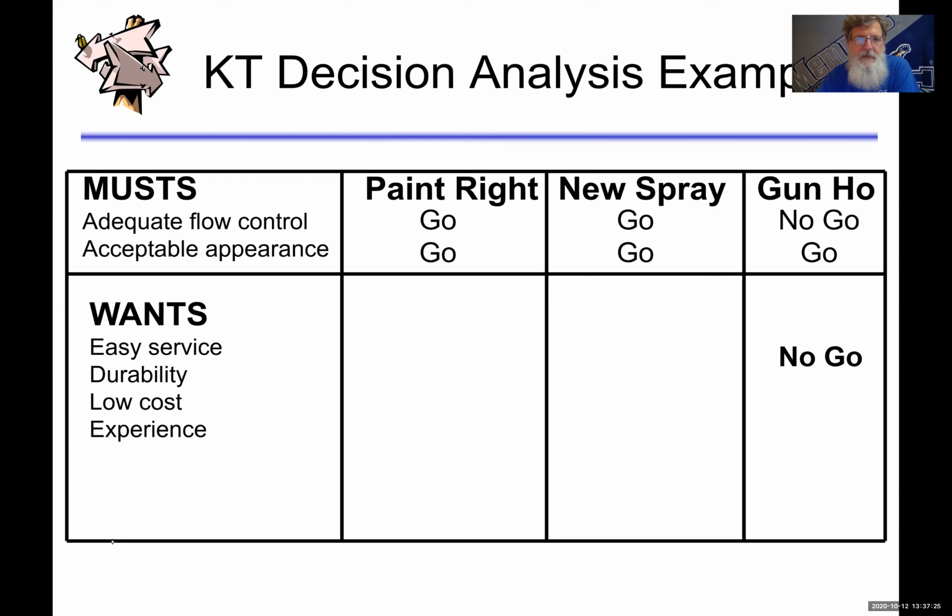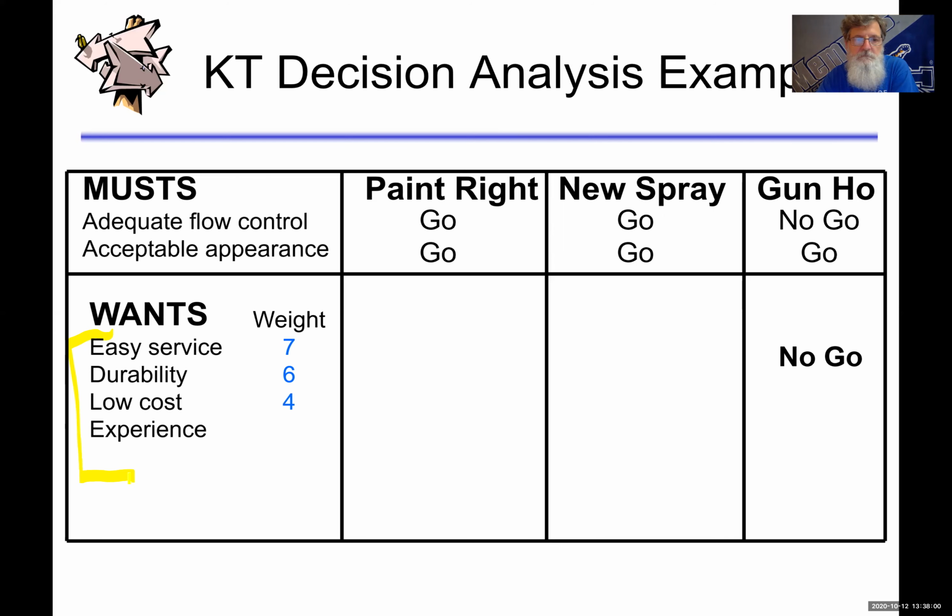So now I'm down to PaintRite and NewSpray. How do I manage that? Well, you might remember I had my 4 wants that I was interested in. Now, working with my engineers and people on the floor, I've ranked them, or provided weights, in this way. Easy service, I said, was 7. On a scale of 1 to 10, that's pretty highly rated. Durability is important, but not quite as much as serviceability, so I made it a little lower, only a 6 weight.